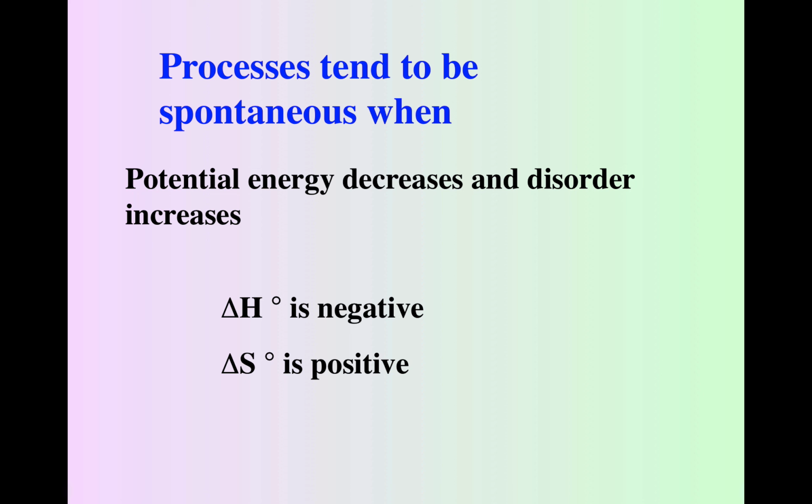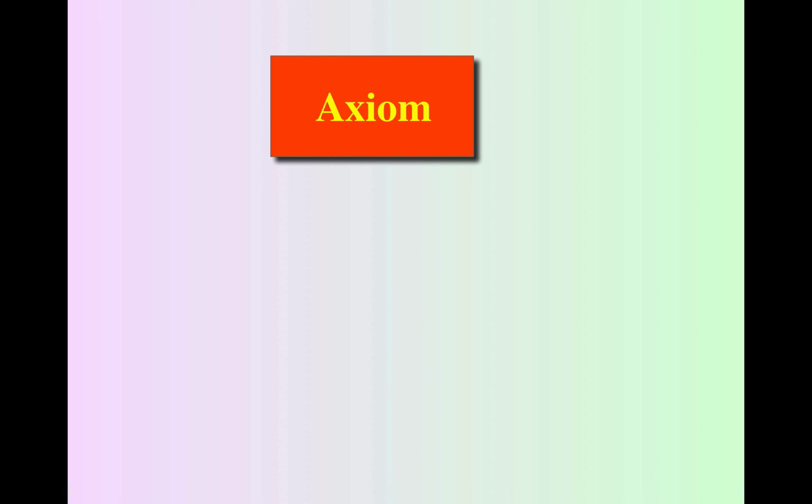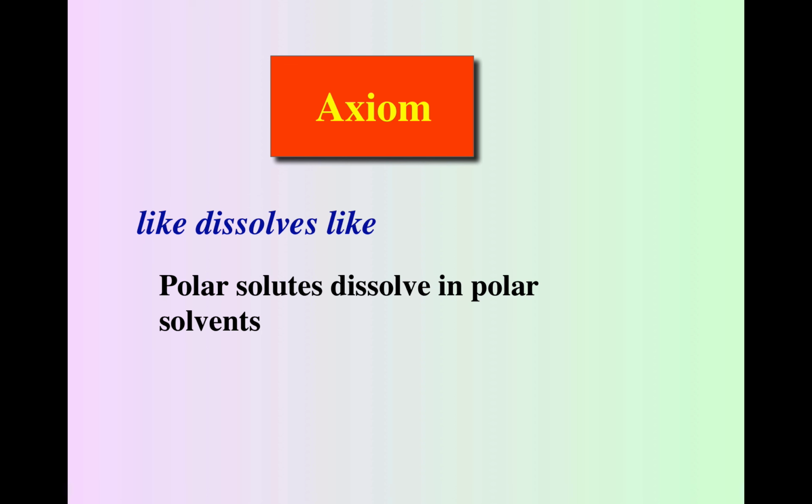So a spontaneous process, something that's going to happen, tends to happen when you lower the potential energy, right, an exothermic process releasing heat energy, and you become more disordered. So a positive sign on delta S and a negative sign on delta H. It's the two things, heat change and entropy change, that go into whether something happens or not. The axiom is a saying: like dissolves like. If you have a polar solvent, it'll more than likely dissolve polar solutes. If you have a nonpolar solvent, it'll be able to dissolve nonpolar solutes in it.